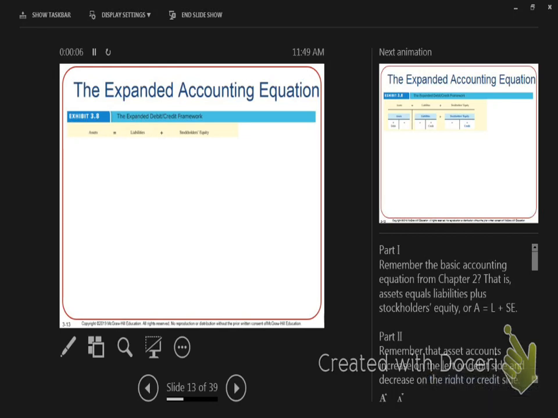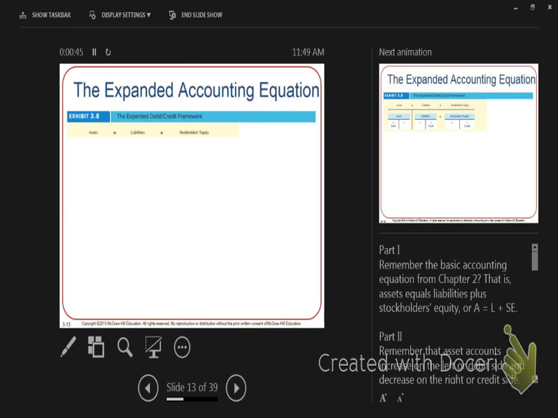Now, when we look at the accounting equation, we're going to expand it a little bit, because now that we have revenue and expenses, we want to make sure you know where they go. So the accounting equation is our balance sheet, right? If we write assets equal liabilities plus stockholders' equity, and I'm going to keep it on the right side of the board here, we said that assets carry what balance? Debit. Liabilities carry credit. And stockholders' equity carries credit.